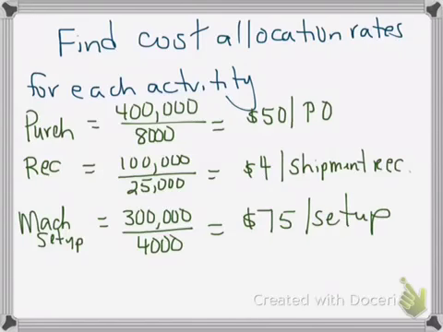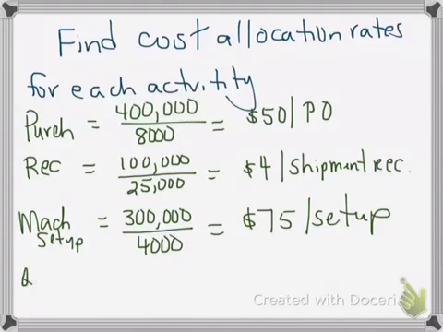Now again, we're trying to figure out what our cost allocation rates are for each activity. Whereas before, under the traditional method, we only had one allocation rate, and that was our predetermined overhead rate. For ABC costing, we're going to have one for each activity, but it is found the same way, in that we take the estimated overhead divided by whatever our driver amount is.